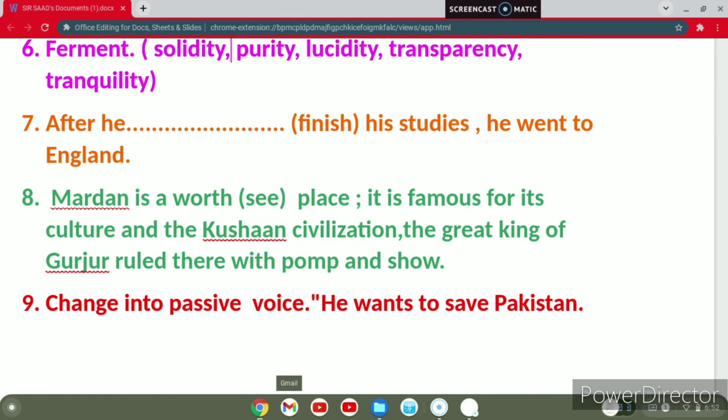The next one is Mardan is a word, and then you can see a verb in brackets, or parenthesis. So Mardan is a word seeing place. The ing form should be there after the word. So we have a number of words followed by the ing form. Try to understand. Mardan is a word seeing place. It is famous for its culture and the Kushan civilization. The great king of Gurjar ruled there with pomp and show. So the word should be followed by the ing form. So seeing is the correct option.